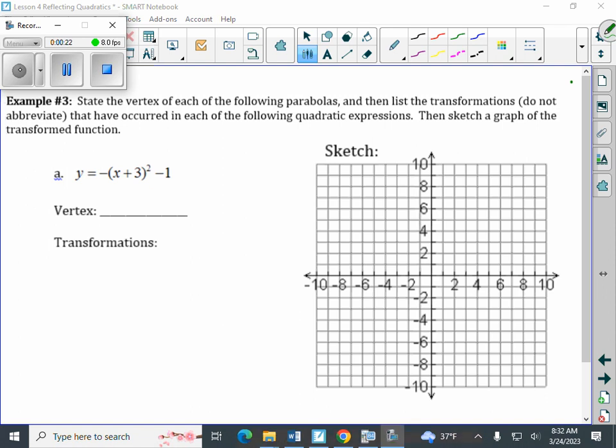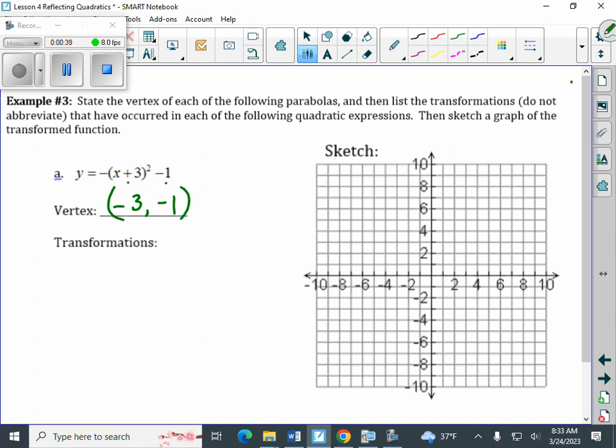So first of all, let's start with the turning point, also known as the vertex, because we've been doing that throughout, so that should be very second nature to us. Change the sign, keep the sign. -3, -1.